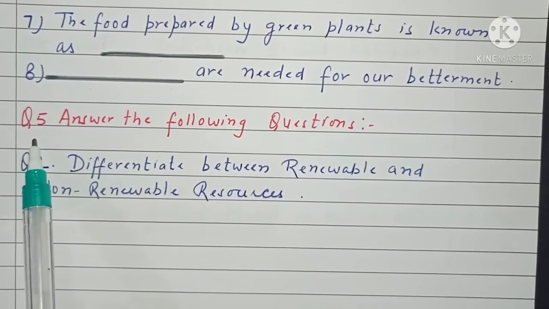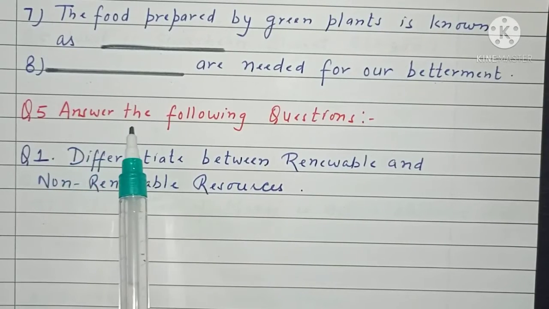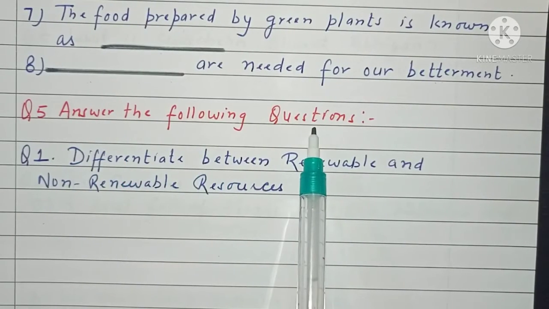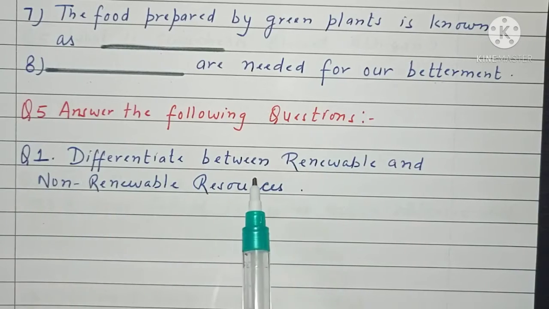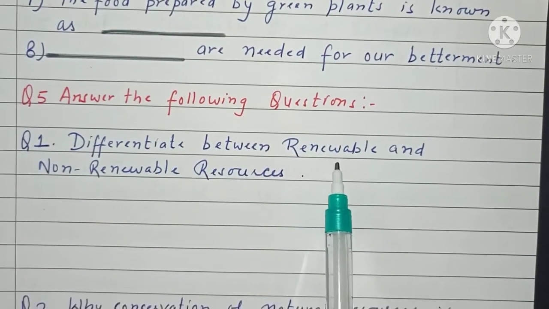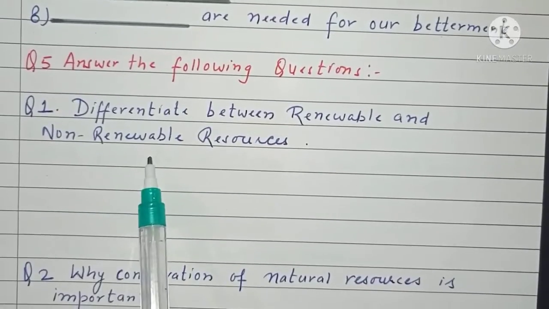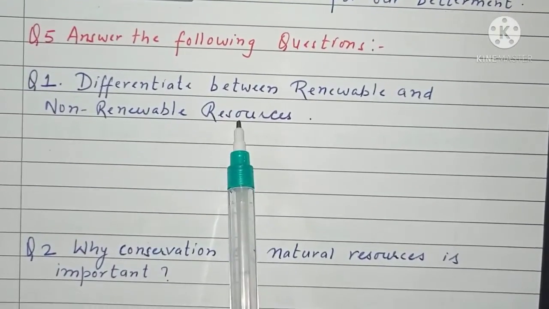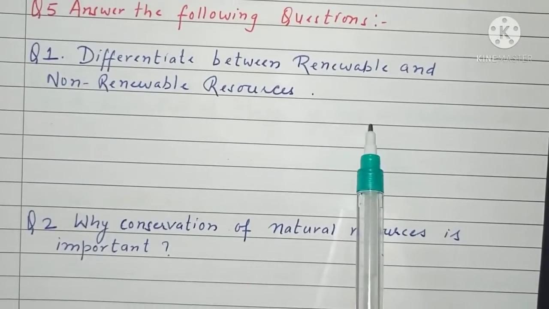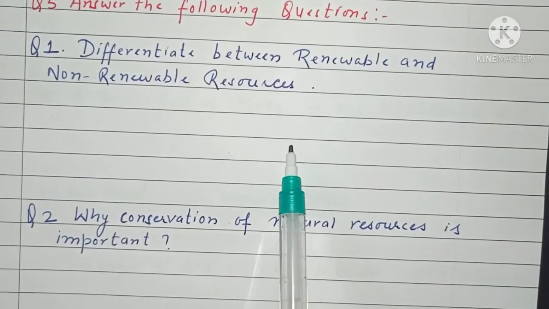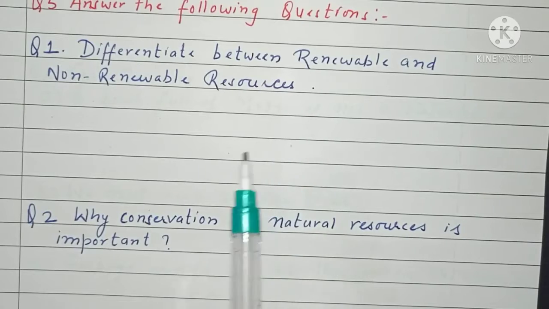And now in question number 5, we have to write down the answers for the following questions. In question number 1, you have to write the differences between renewable and non-renewable resources. Put a line in between, write renewable on one side and non-renewable on another side, and write down the differences.